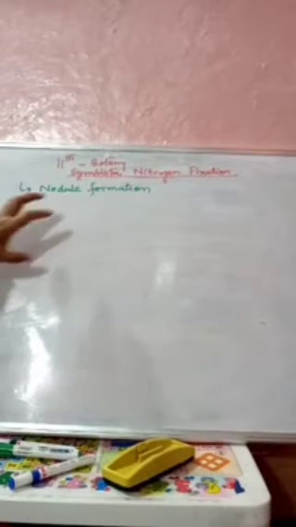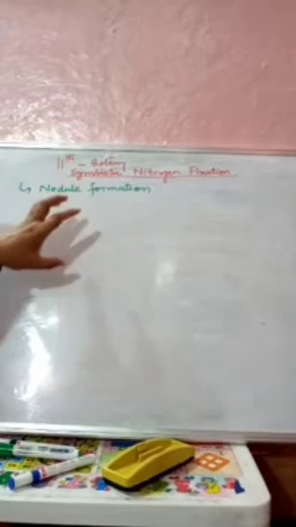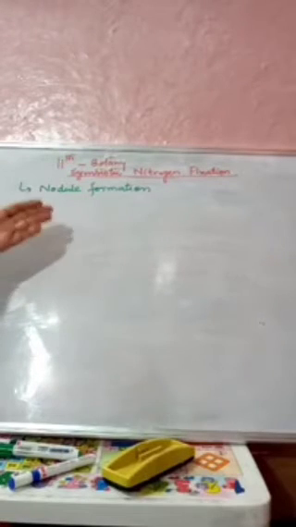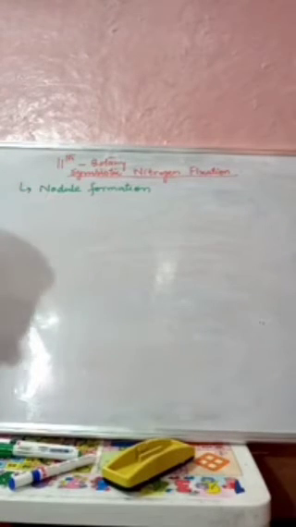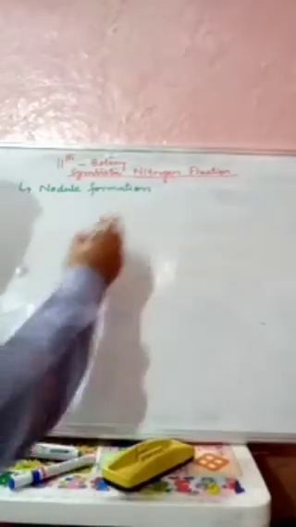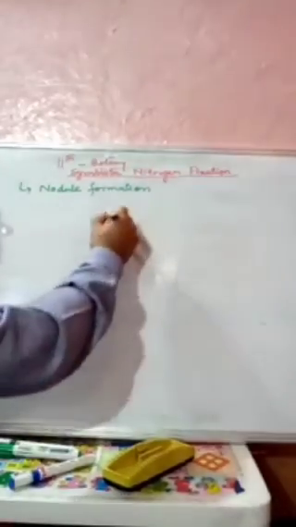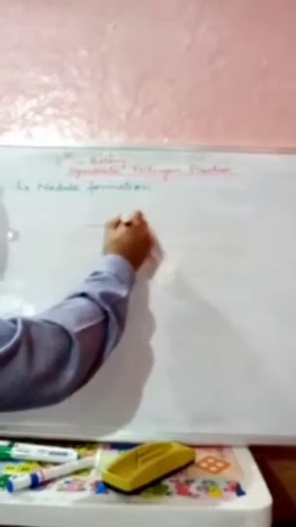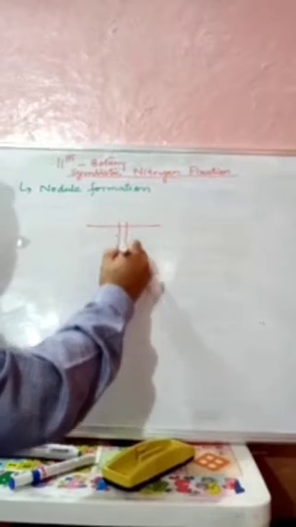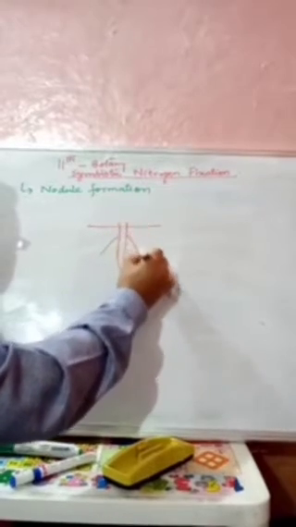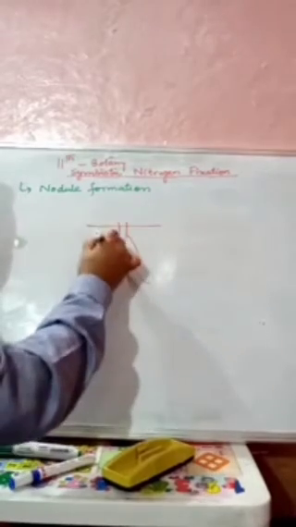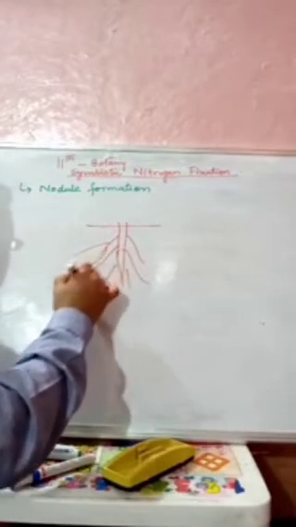Among the members of the Leguminosae family, we have beans, peas, soya beans, etc. For example, if I draw the diagram, if this is the soil surface, this is the root, these are the primary branches, these are the secondary branches, and these are the tertiary branches.